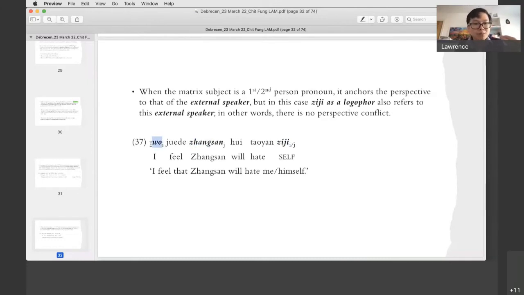Because when the matrix subject is a first or second person pronoun, it already anchors the perspective to an external speaker. And Ziji, if that is a long distance binding, when Ziji is used as a logophor, it also refers to I. That means it also refers to an external speaker. So there is no conflict in that sense. Because we're talking about Ziji only when it is used as a long distance binder, interpreted as a logophor, and as a logophor the speaker here that it tries to co-refer with is also the external speaker that the pronoun anchors on. All right, so there's no perspective conflict.